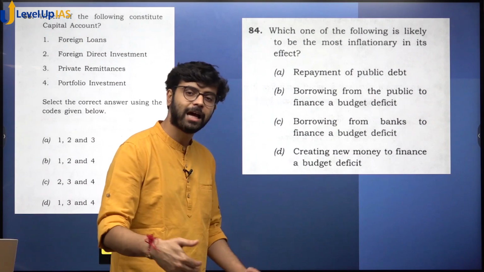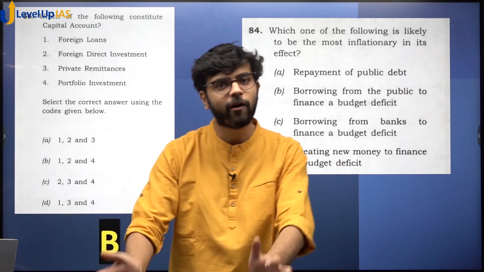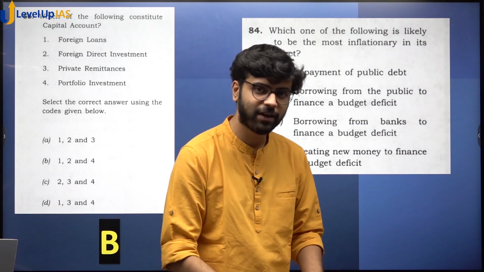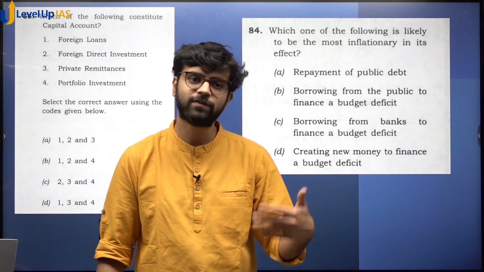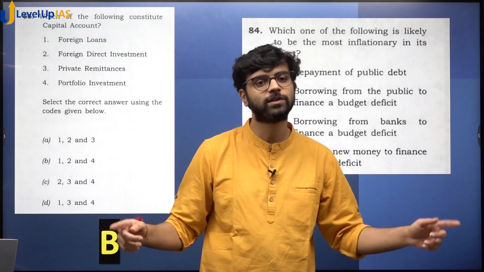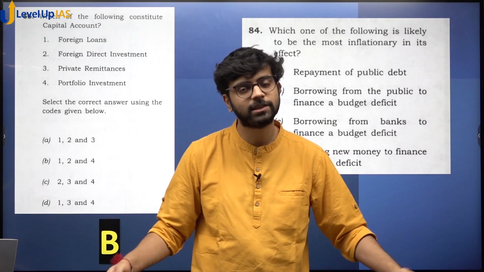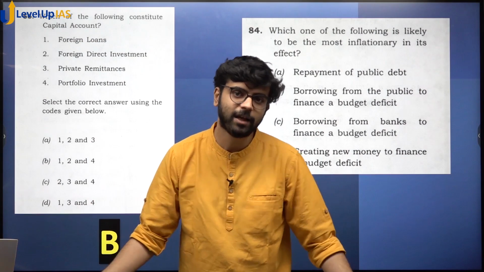When RBI creates new money, it is given to the government to finance the budget deficit. What will government do of that money? It will spend on subsidies, welfare schemes. Where will the money go? In the hands of people. What will people do? Buy things. When they buy things, what will happen? Demand increases. When demand increases, prices will increase. When prices increase, what will happen? Inflation.